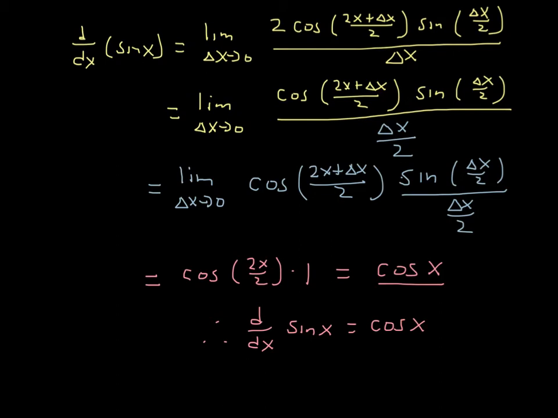Okay, welcome back. Here we are. We'll see the conclusion of our proof for the derivative of sine of x. At this point in time, we now know that the derivative of sine of x is equal to the limit as delta x approaches 0 of 2 times cosine of 2x plus delta x over 2 sine of delta x over 2, the whole thing over delta x.